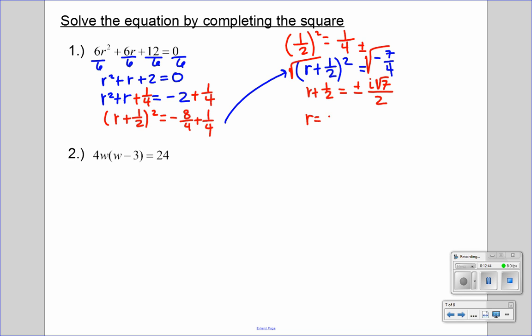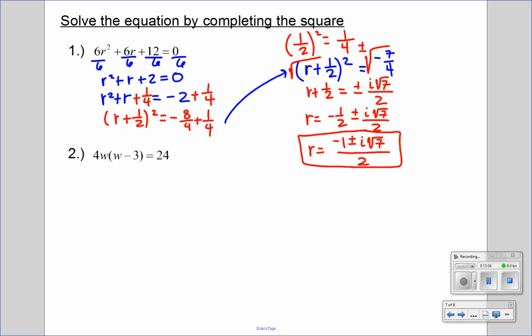r will equal negative 1/2 plus or minus i square root of 7 over 2. Since we have the same denominator, we can combine. So we have negative 1 plus or minus i square root of 7 all over 2. And that is in our simplest form. Okay? Let's do the next one.